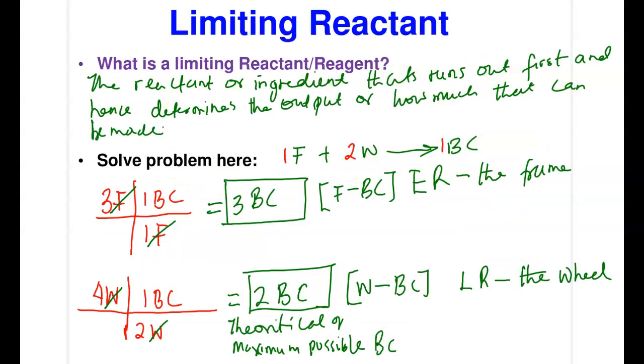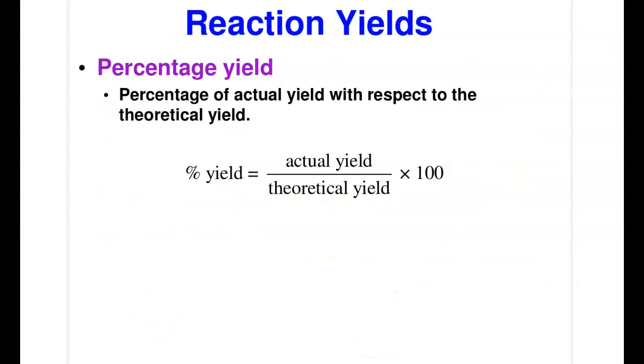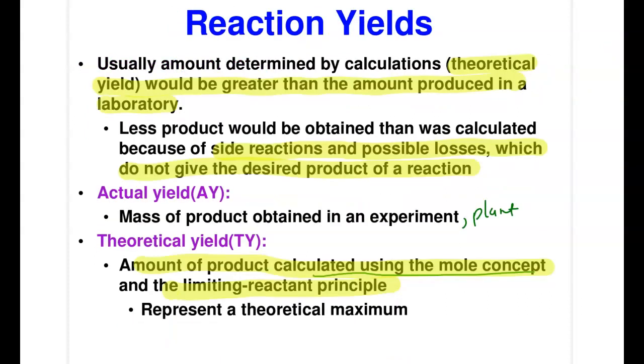If I go back to this again, the theoretical yield I got in this experiment is 2 bicycles. That is the maximum amount I can make, because 3 bicycles is not a possible value. So that is what we call the theoretical yield.